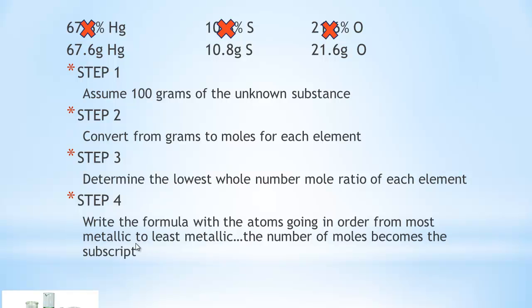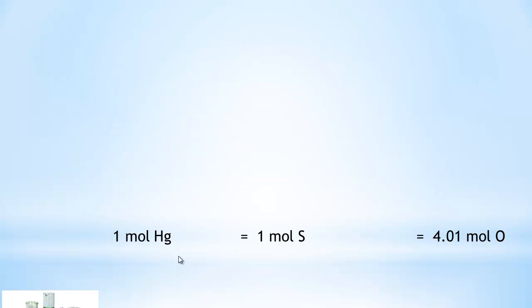Let me go back to this really quick. So step 4 is going to be to actually write the formula with the atoms going in order from the most metallic to the least metallic. The number of moles becomes the subscript then in that formula. So how do you determine if something is most or least metallic? It's going to depend on the position on the periodic table. Things to the furthest left are the most metallic. Things to the furthest right are the least metallic.